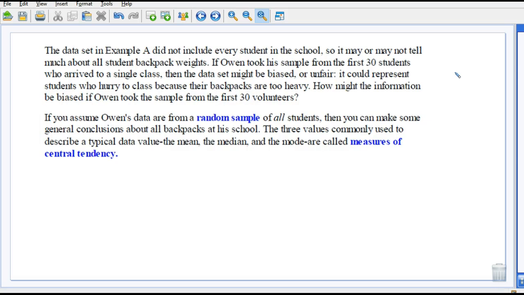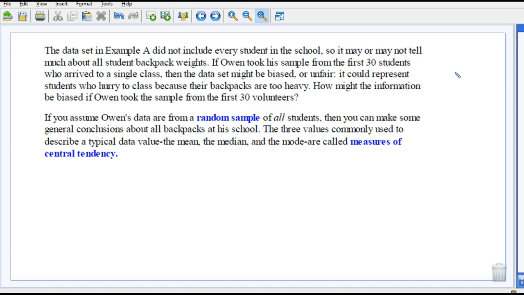Alright, so the data set in example 1 did not include every student in the school, so it may or may not tell much about all the students and what their backpacks weigh. If Owen took his sample from the first 30 students who arrived to a single class, then the data might seem biased or unfair, as that could represent students who hurry to class because their backpacks are too heavy.